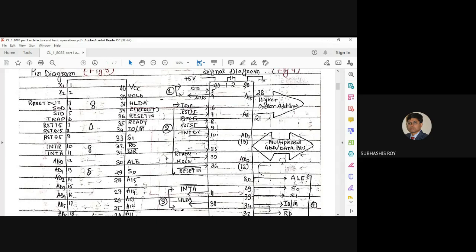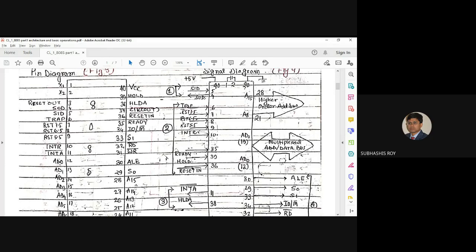And peripheral devices, meaning other devices, can communicate with the 8085 using the READY pin. And from pin 37, that is CLK OUT, you can take the clock signal and give it to other peripheral devices. RESET OUT, you can give the reset out signal to other peripheral devices. So these are the things that we can understand from this pin diagram.